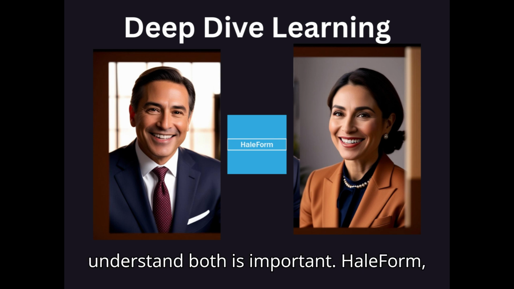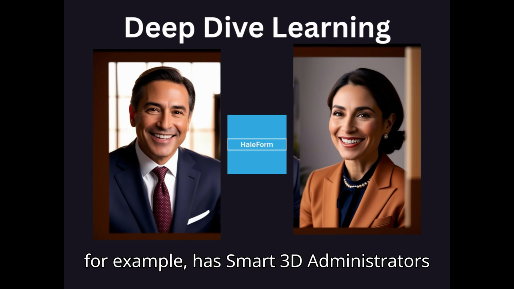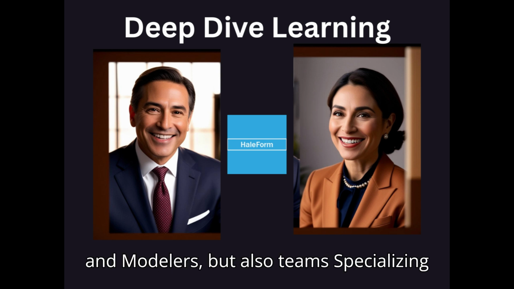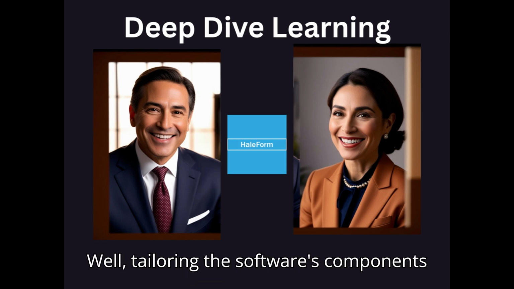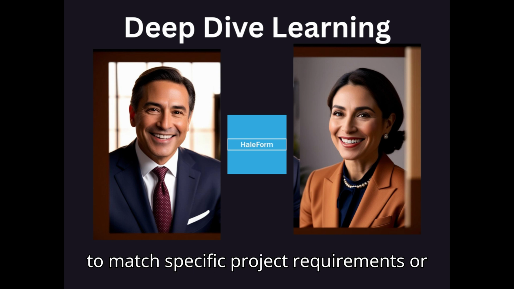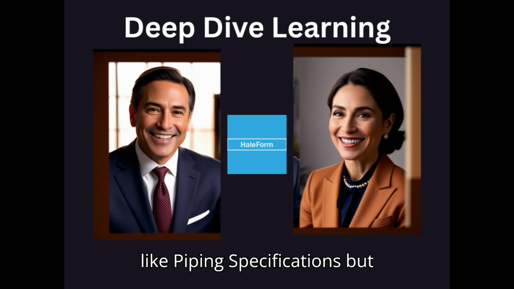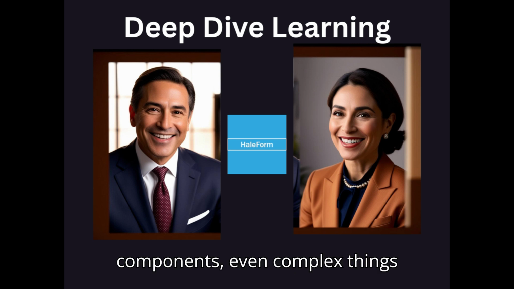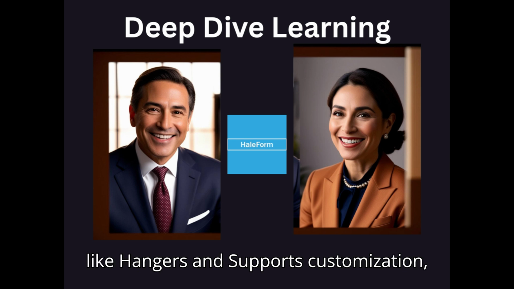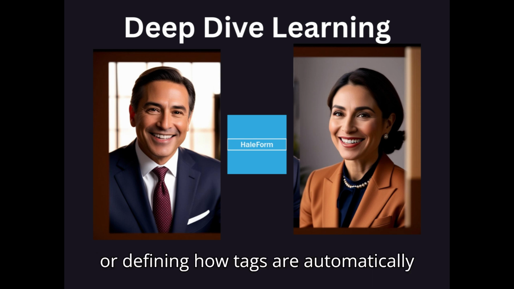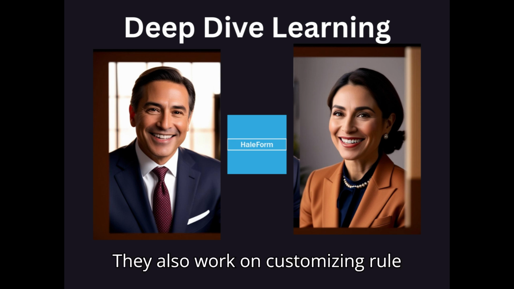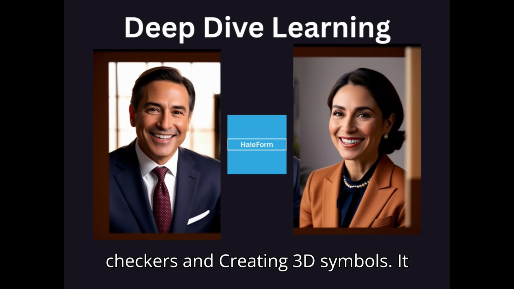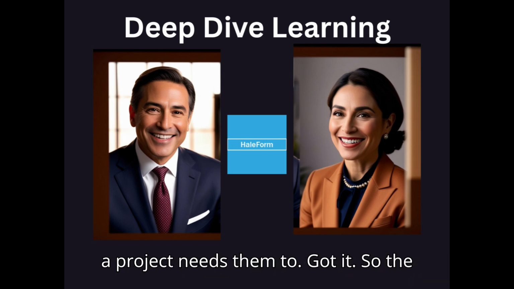And having teams that understand both is important. HaleForm, for example, has Smart 3D administrators and modelers, but also teams specializing in catalog customization. Catalog customization, what does that involve? Well, tailoring the software's components to match specific project requirements or company standards. Things like piping specifications, but also electrical, HVAC, structural components, even complex things like hangers and supports customization, or defining how tags are automatically generated, the name rule customization. They also work on customizing rule checkers and creating 3D symbols. It ensures the tools work precisely the way a project needs them to.